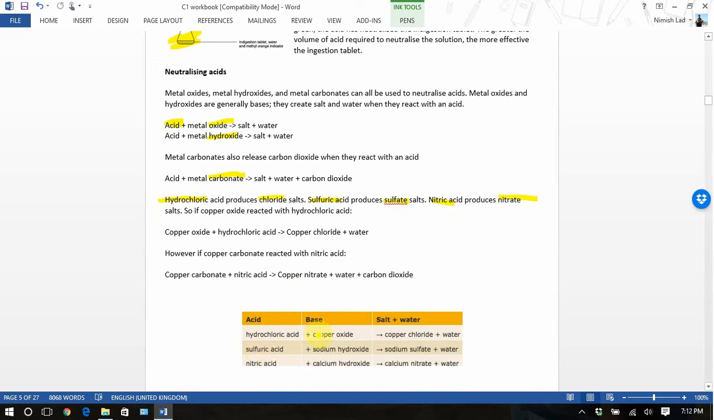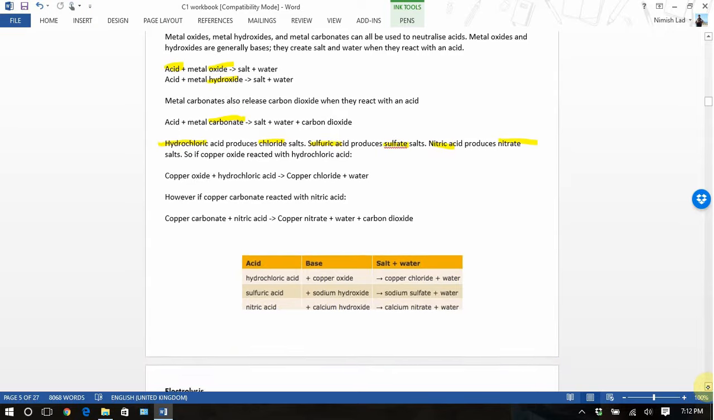Sulfuric acid plus sodium hydroxide is sodium sulfate plus water. Sulfate because it's sulfuric acid. Nitric acid plus calcium hydroxide is calcium nitrate plus water. None of those are carbonates, so we don't have carbon dioxide produced as well.